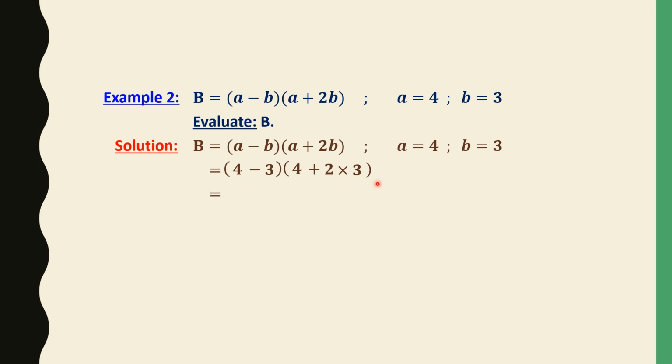Now we follow the priority rules. The priority is for parentheses. 4 minus 3, it's 1, into, here the priority is for times before addition. So be careful, we don't do 4 plus 2, we do 2 times 3, it's 6. We copy 4 plus, we follow the same order, and 2 times 3, it's 6. Now we calculate what's between parentheses. It's equal to 1 into 4 plus 6, it's 10. And 1 into 10, it means 1 times 10. We can skip this step and directly write the answer. 1 times 10 equals 10. And 10 is the numerical value of B.